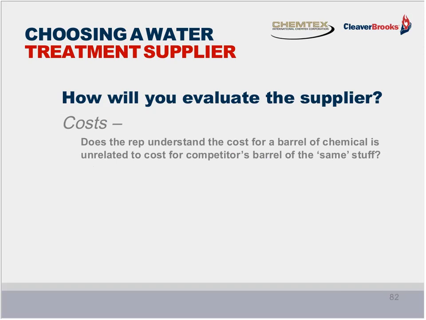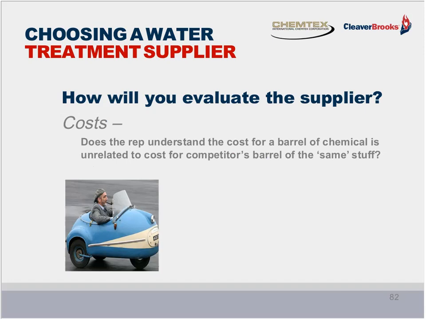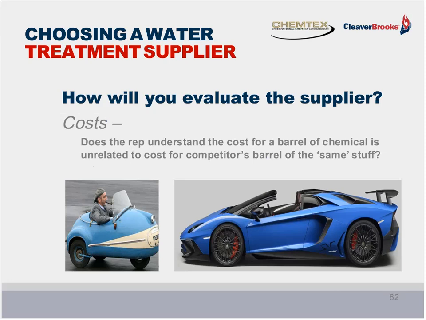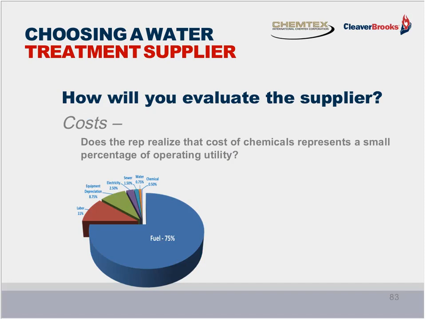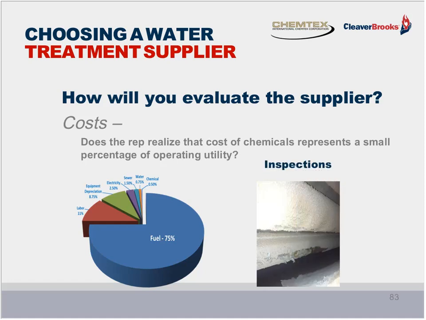The next and maybe last most important thing is, does your representative understand the cost of a barrel of chemical? Does the rep understand that the cost of a barrel of chemical is unrelated to the cost of a competitor's barrel for the same stuff? These are two different automobiles; they are not the same. Does the representative realize that the cost of chemicals represents a very small percentage of the operating utility? And if inexpensive, cheap chemicals end up with your boiler inspection looking like that, then you're really not getting the water treatment program that you deserve.